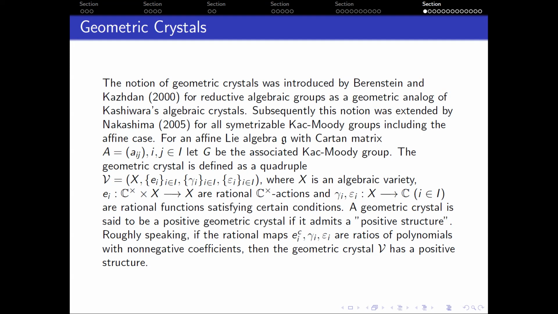And it is said to be positive. This geometric crystal is said to be positive if it admits a positive structure. Roughly speaking, what that means is these are rational functions, so they are ratios of polynomials. And basically, those polynomials must have positive coefficients. Roughly speaking, that's what it means.